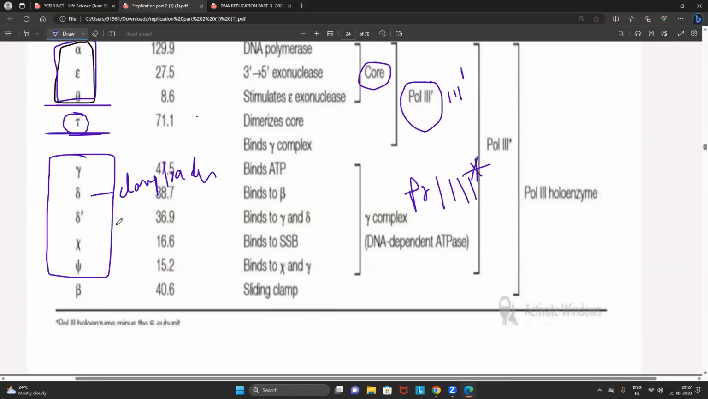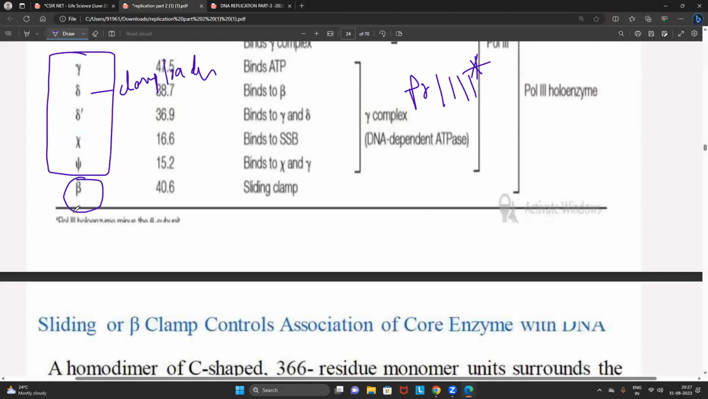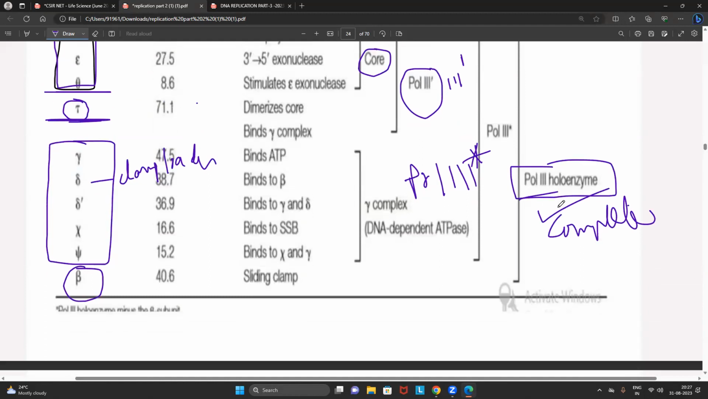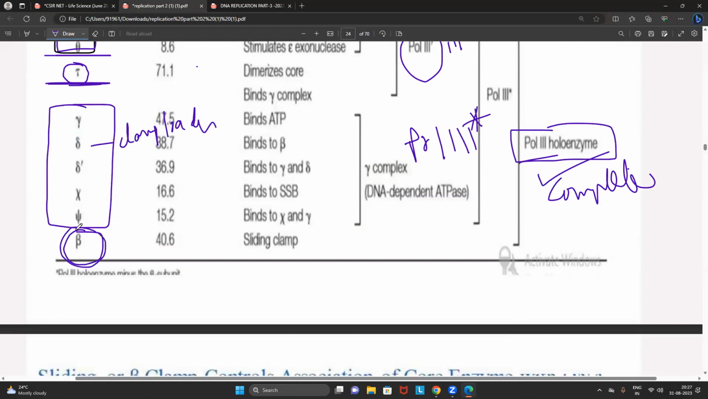Then finally, when it is associated with the beta clamp, which is the most important one, all together what do we call it, friends? All together we call it polymerase 3 holoenzyme. Holo means what? Complete enzyme. So the point is very clear. You can call a polymerase enzyme a complete enzyme only when it is associated with beta clamp. Without beta clamp, it never becomes complete. That's a very important statement.